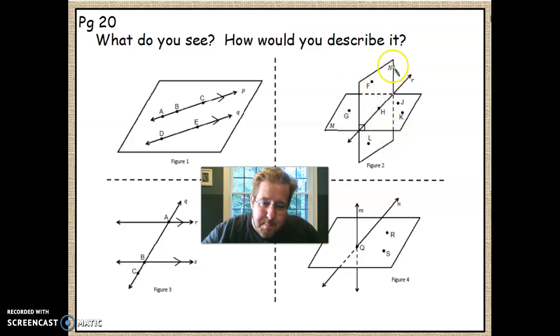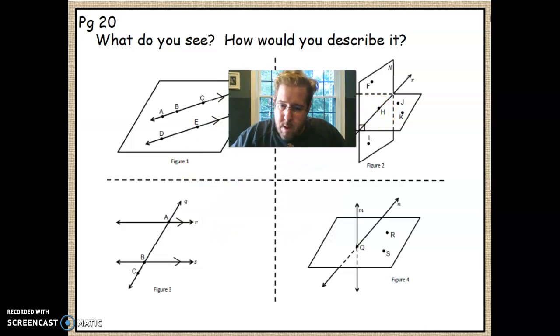So we've got plane N and plane M. It's kind of hard to tell that those are italicized. They are intersecting at line R. And we've got points G, J, H, and K on plane M. We've got points F and L, which are on plane N. And H happens to be on the line R. I think that's pretty much everything. A little tricky one to describe.